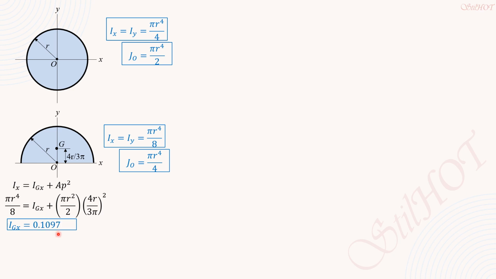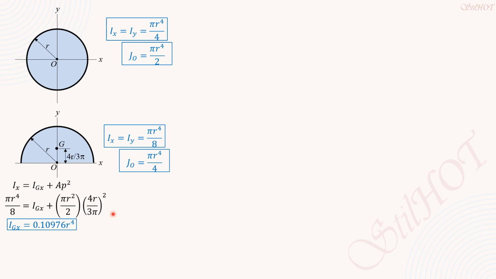0.10976 to 5 significant figures, r to the fourth. So that is IGX. You may only memorize 0.1098 if you want, but be sure how to arrive with this answer, with this value, so that you can easily remember this also. Or you can derive this by applying the parallel axis theorem or the transfer formula for moment of inertia.